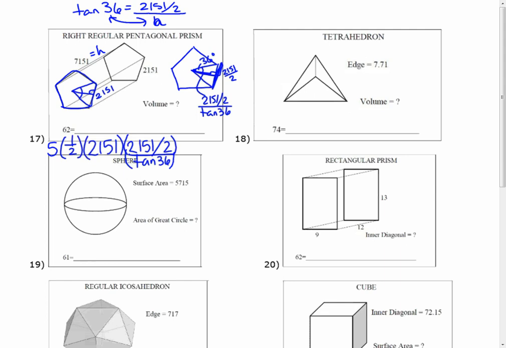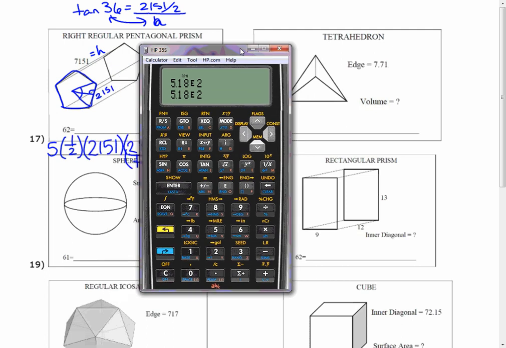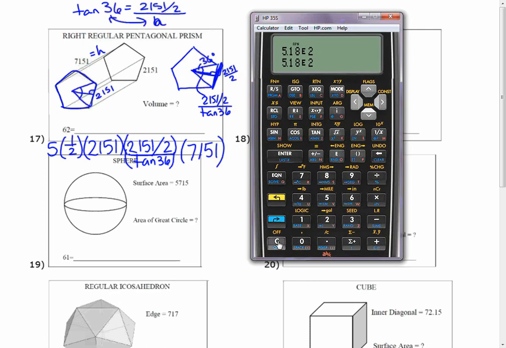So that will be the area of the pentagon, and then we're going to multiply that times the height of that whole solid. So that's going to be times 7151. There are other ways you can find areas of pentagons. That's the one that was just coming to mind right now for me. You might have a quicker way of finding that area.